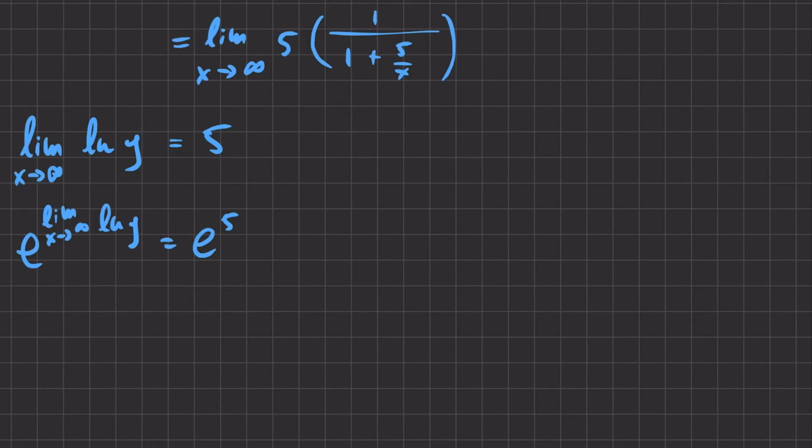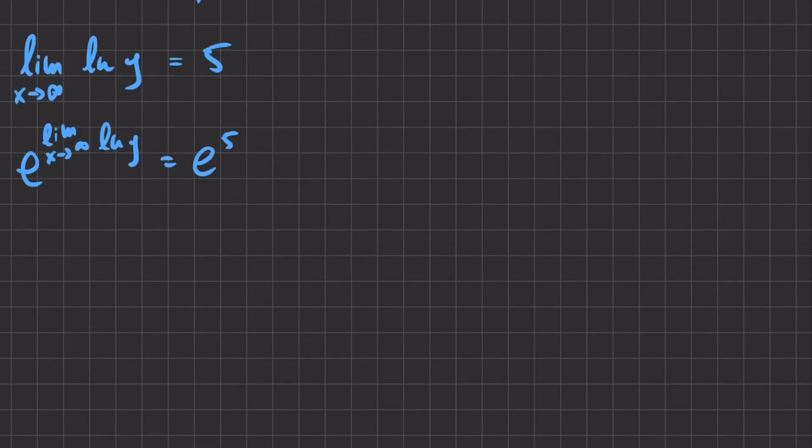So the nice thing about continuous functions is that if I take the limit of a function, it's the same thing as taking the function of a limit. So I can actually take this limit as x approaches infinity and pull it out of this continuous function. So hopefully this is something that you remember. It's from when we first started learning about limits.